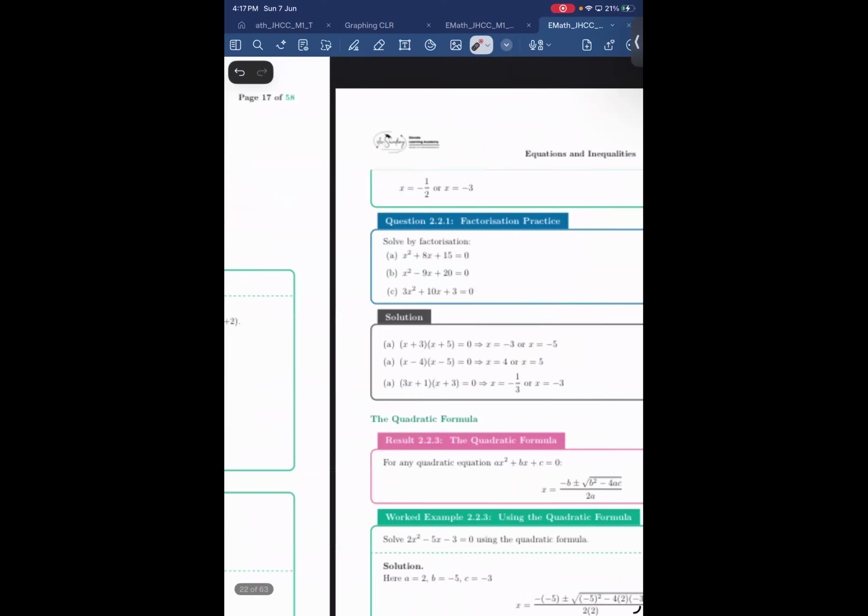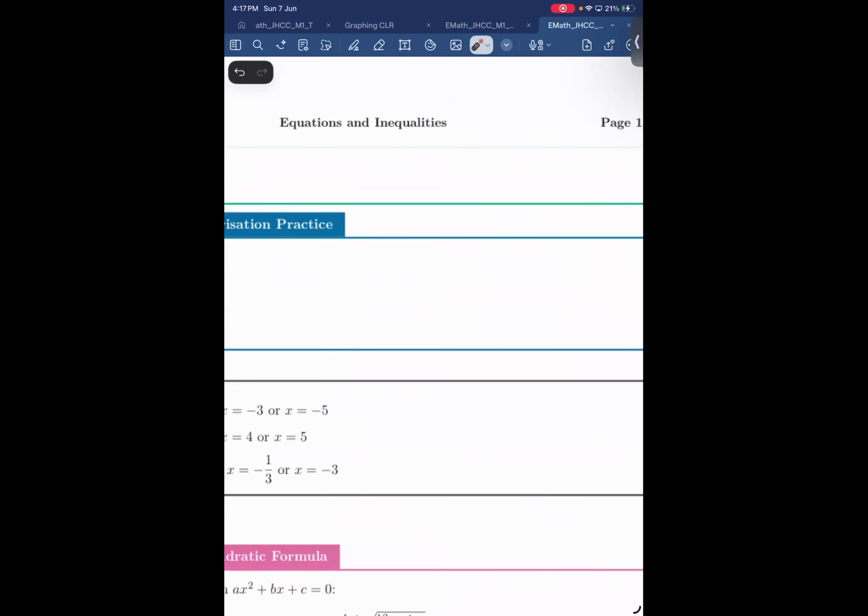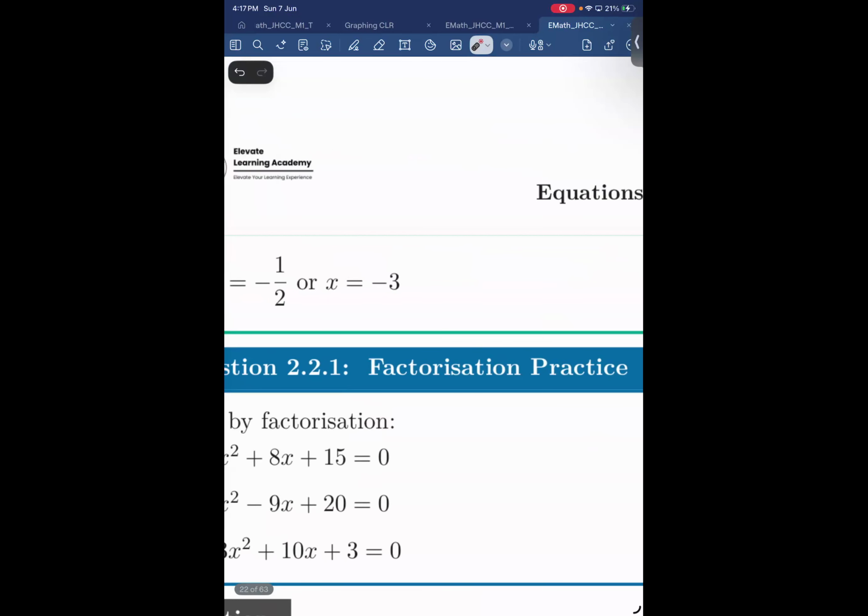Any questions for this? If not, then this one, A and C. About 3 minutes.